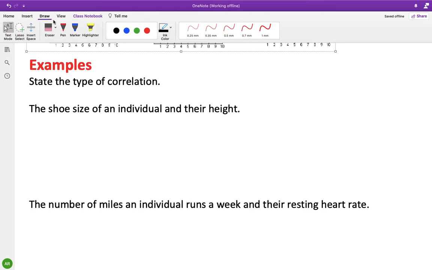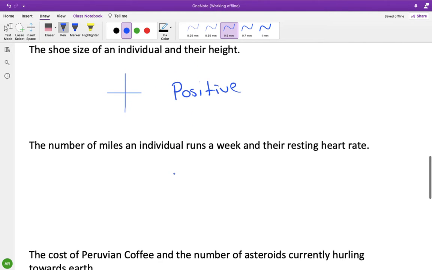As people get taller, their bones kind of grow in proportion. So if you're getting taller, you'd expect your feet to actually get larger as well. So if you get taller, your feet are going to get larger, hence your shoe size will increase. So this is definitely a positive correlation. Okay, the number of miles an individual runs a week and their resting heart rate.